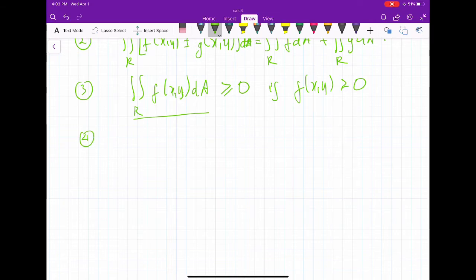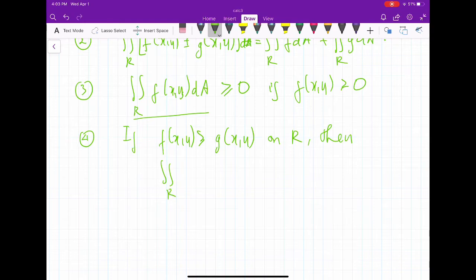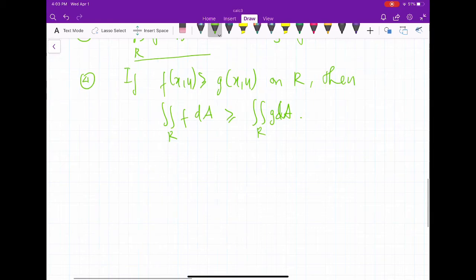The next property: if you have f(x,y) greater than or equal to g(x,y) on R, then the double integral of f dA would be greater than or equal to the double integral of g dA. That is also natural. If f is greater than or equal to g, then the surface described by the function f is higher than the surface described by the function g.